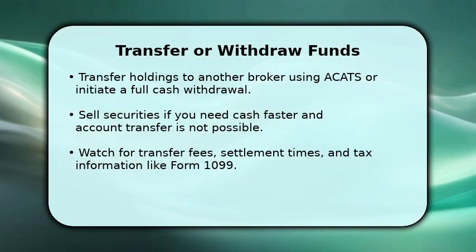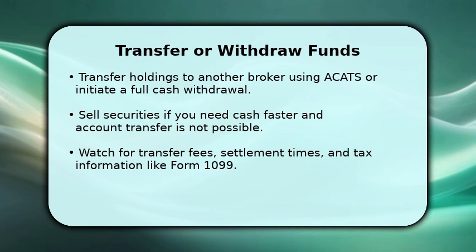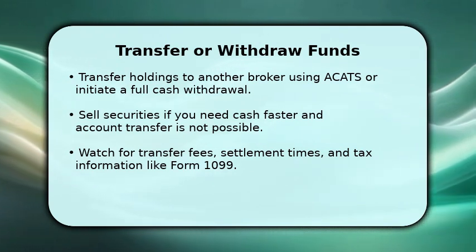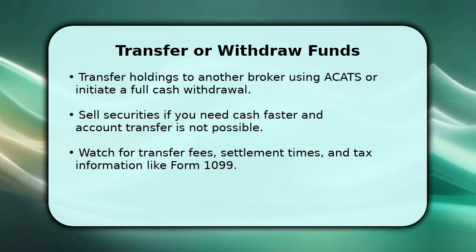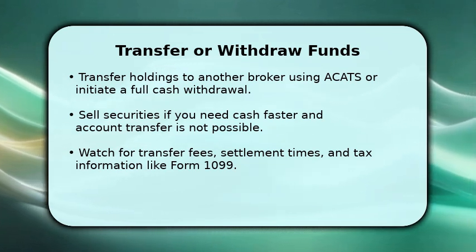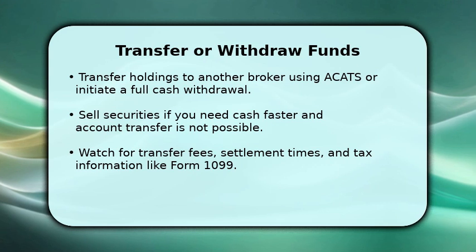Start by choosing how to move your money: transfer accounts or withdraw cash. If you use an ACATS transfer, expect settlement timing and possible transfer fees. Selling may be quicker, but triggers tax reporting like Form 1099.